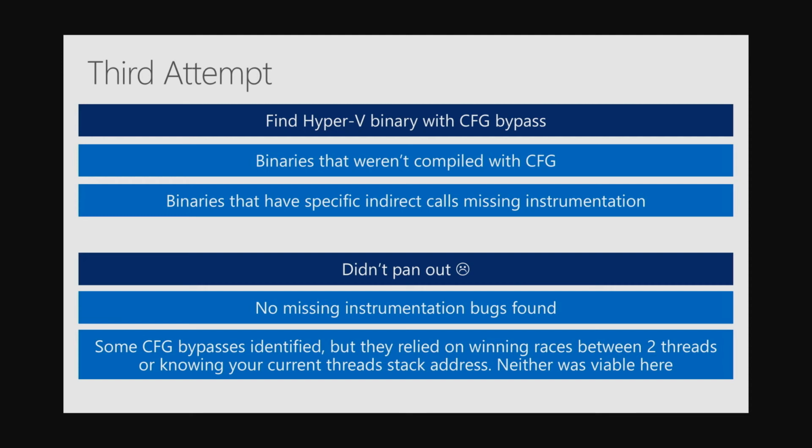There were a couple of control flow guard bypasses that existed in some of these binaries. Some of them were publicly known at the time. However, all of the bypasses that I found either required that I knew the address of my current stack, which I do not, or they required that I win some race condition between two threads. I had to get one thread to start executing down a code path, and then do a write at a very specific time to race what that thread was doing. That just seemed completely impractical with the primitive that I had. So it looked like I wasn't going to be able to get a super easy control flow guard bypass.